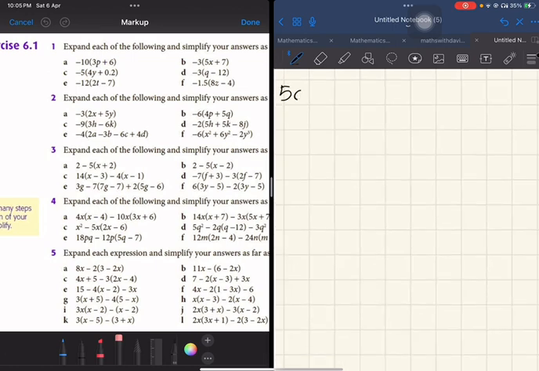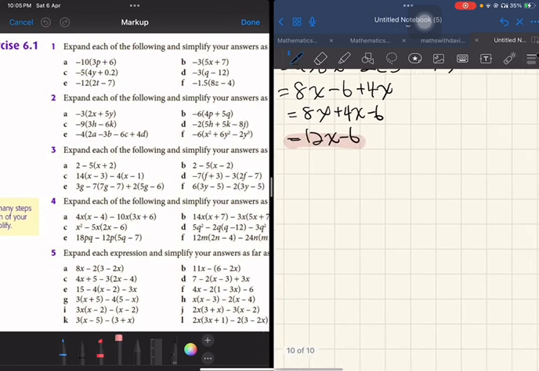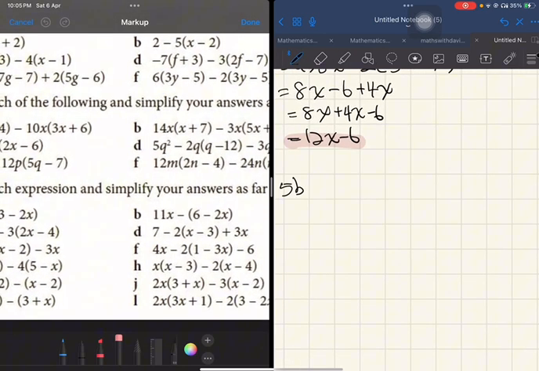Alright, let's start. Question 5a. 8x subtracted by 2 times the bracket 3 subtracted by 2x. Okay, 8x here. Then negative 2 times positive 3, you're going to get negative 6. Negative 2 times negative 2x, you're going to get positive 4x. Then combine the like terms, and this will be your answer. Okay? Now, question 5b.